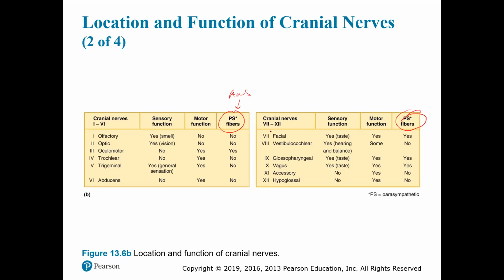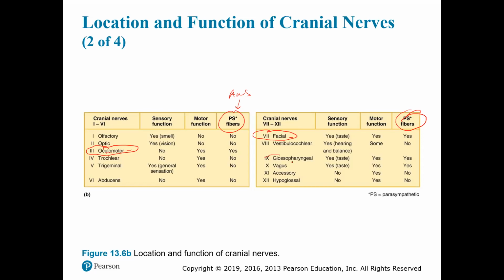So the facial nerve is autonomic because it involves glands, your salivary glands, and your lacrimal glands for tears. That's autonomic. Your oculomotor has autonomic, parasympathetic for constriction of your pupil in response to light.